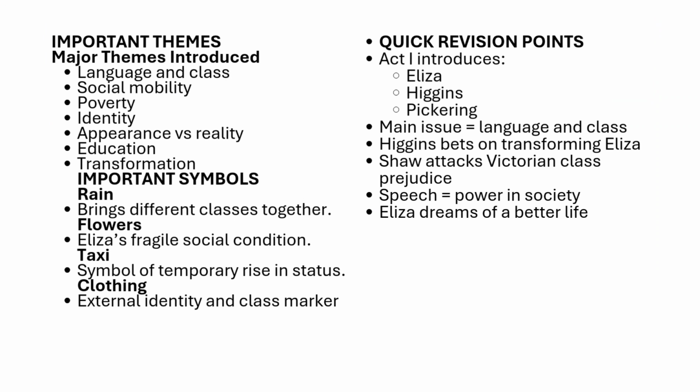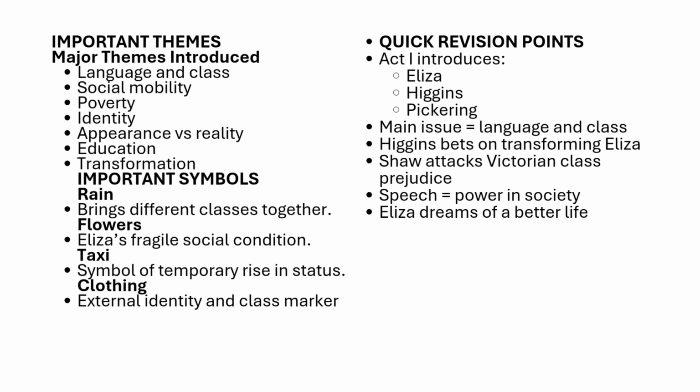Closely connected to this is the theme of social mobility. Higgins believes that Eliza can improve her social status through education and proper speech. This raises the question of whether social class is fixed or can be changed. The theme of poverty is also introduced through Eliza's difficult life as a flower seller. Her struggle highlights the economic hardships faced by the working class.